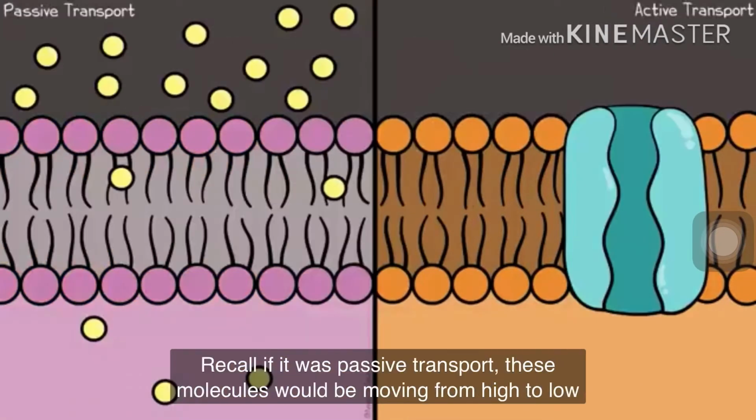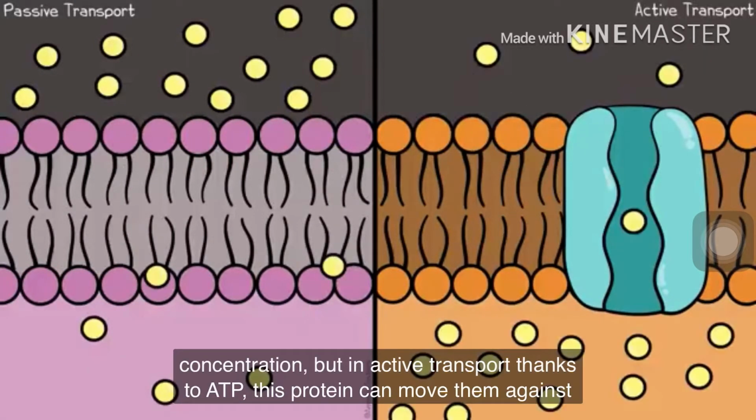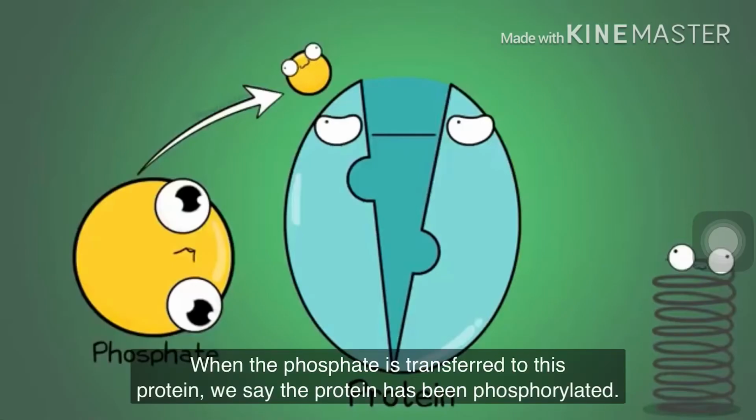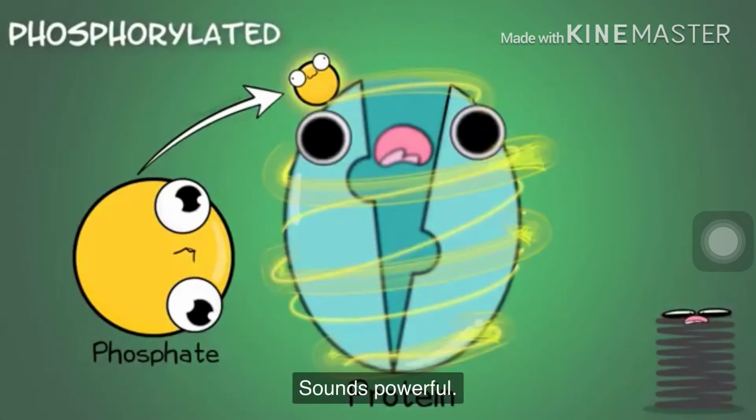Recall that if it was passive transport, these molecules would be moving from high to low concentration. But in active transport, thanks to ATP, this protein can move them against the gradient. When the phosphate is transferred to this protein, we say the protein has been phosphorylated.